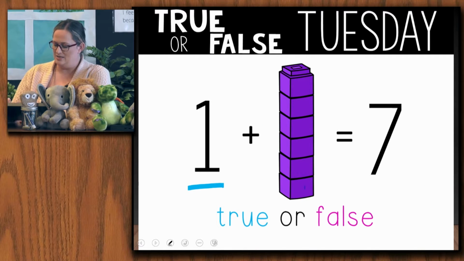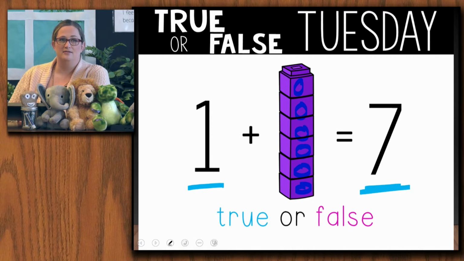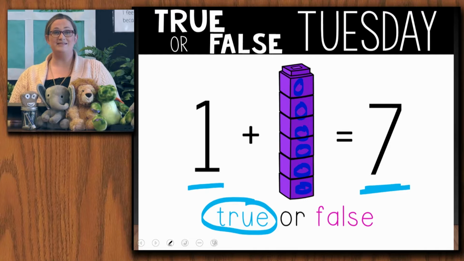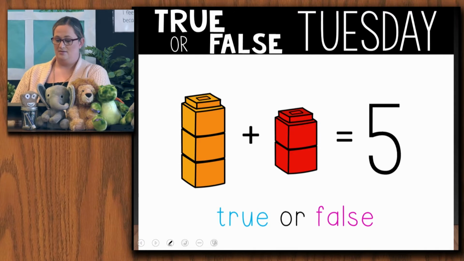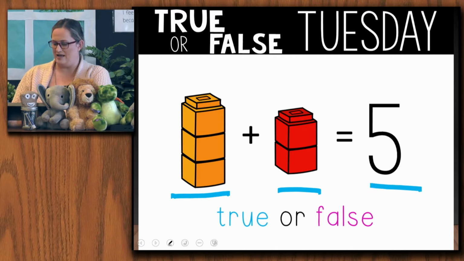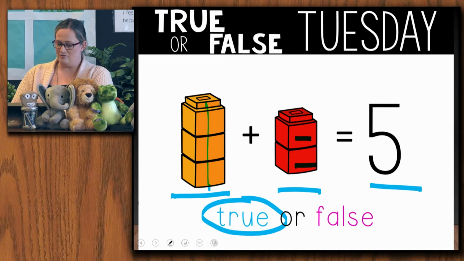1 plus 1, 2, 3, 4, 5, 6. 1 plus 6 is the same as 7. True or false? Ding, ding, ding, ding, ding. It's true. 6 and 1 more is 7. 3 plus 2 is the same as 5. 3, 4, 5. Is that true or false? Ding, ding, ding, ding, ding. It's true.